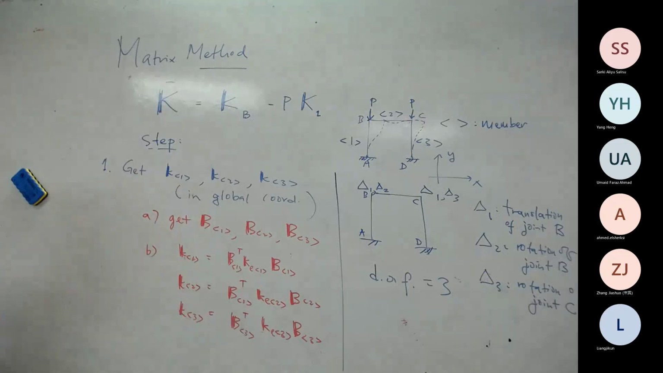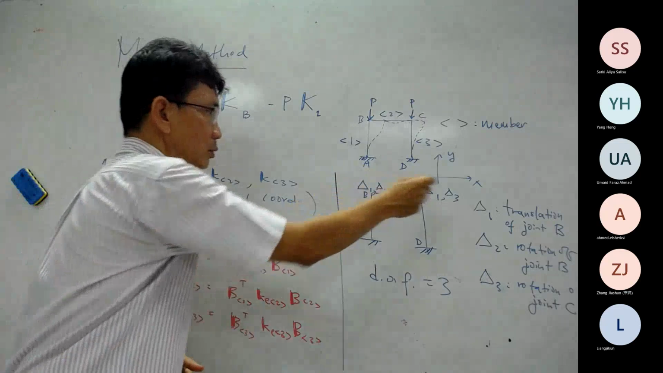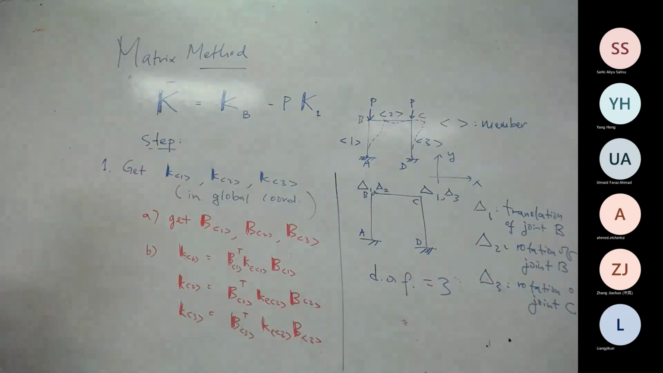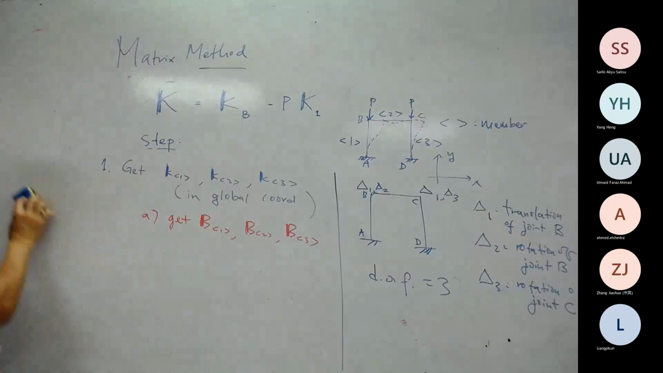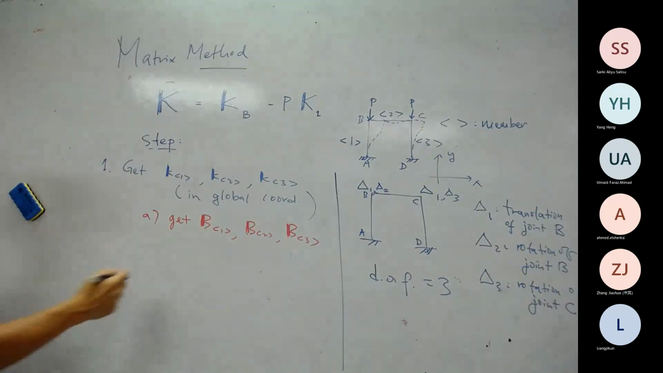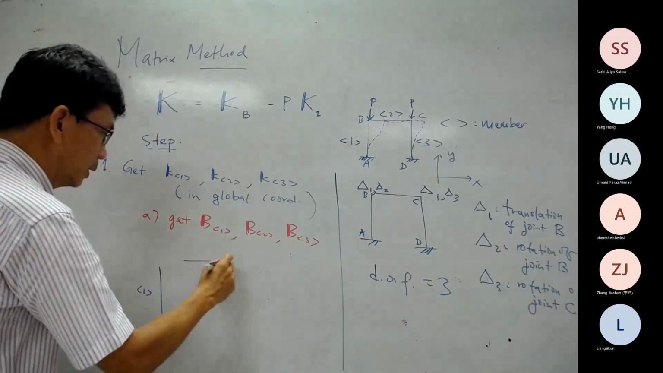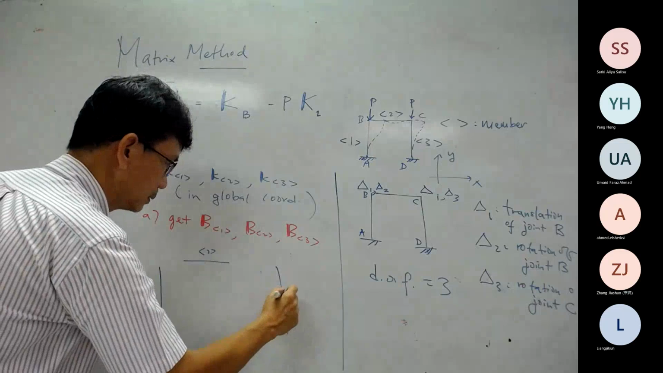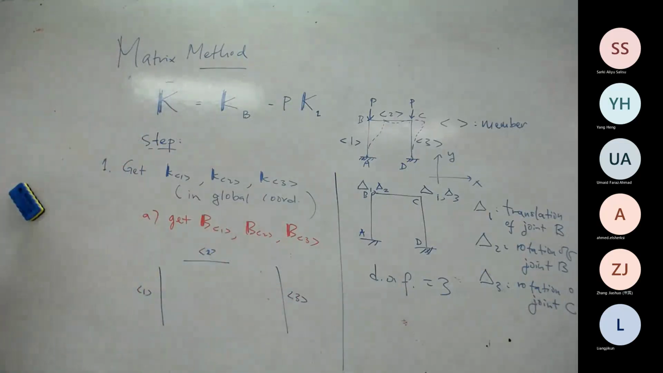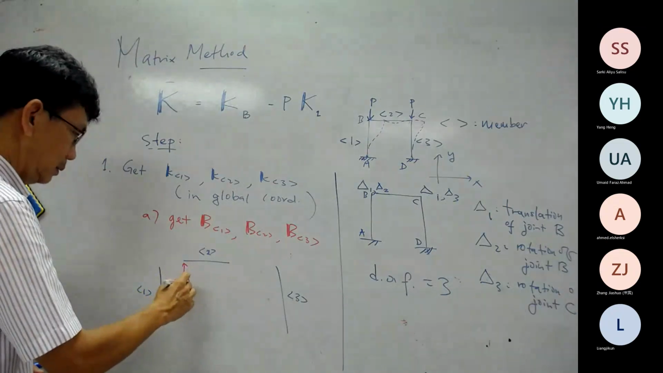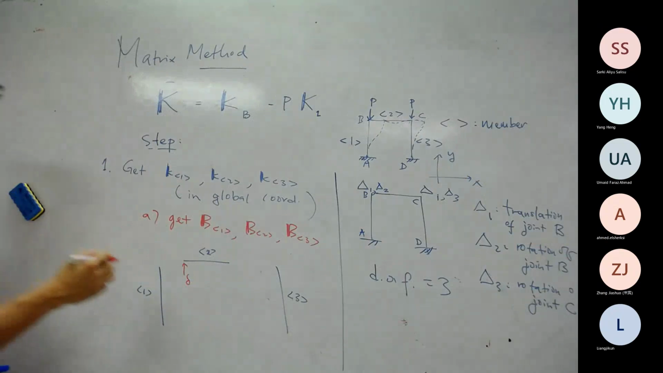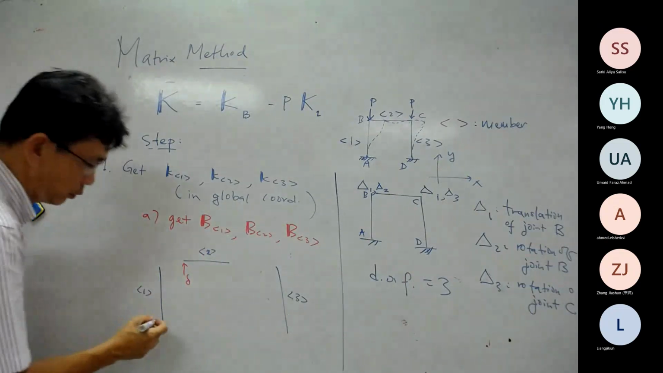So how to get the B matrix? In order to get the B matrix, you need to know this. Okay. You need to know this. So to get the B matrix, this is where you need to separate them into element one, element two, element number three. Then each of these elements has its own local coordinates. Okay. For this one, we have the displacement and also the translation. So we have to start from here.